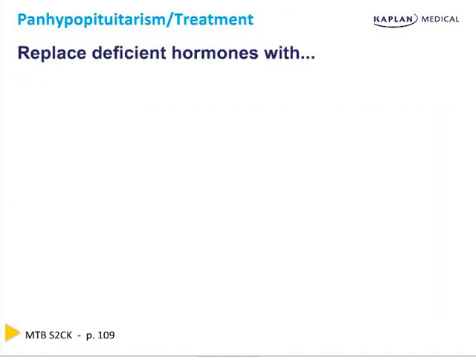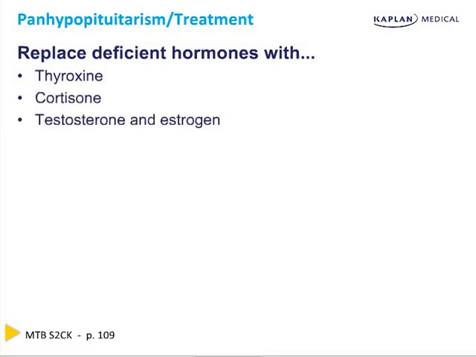You replace deficient hormones with thyroxine, cortisol, and sex hormones. These are the ones that are most essential, and they're given in the order of the most absolutely essential. Thyroxine is by far the most absolutely essential. You don't have to replace growth hormone in adults because growth hormone is just one of the stress hormone systems.